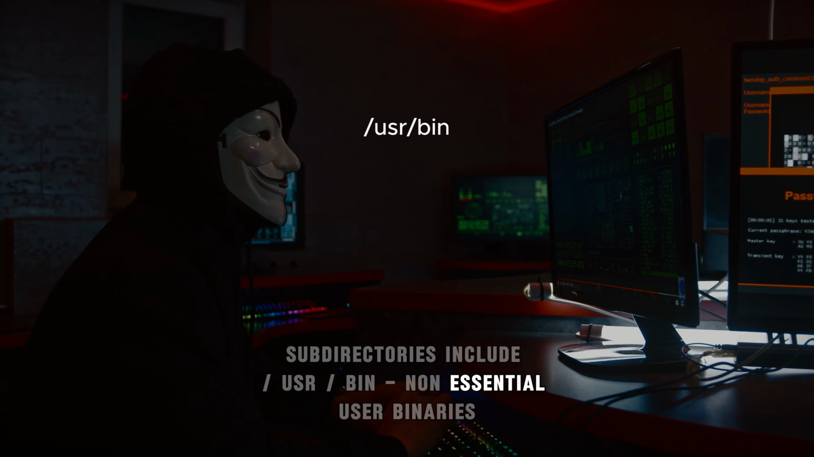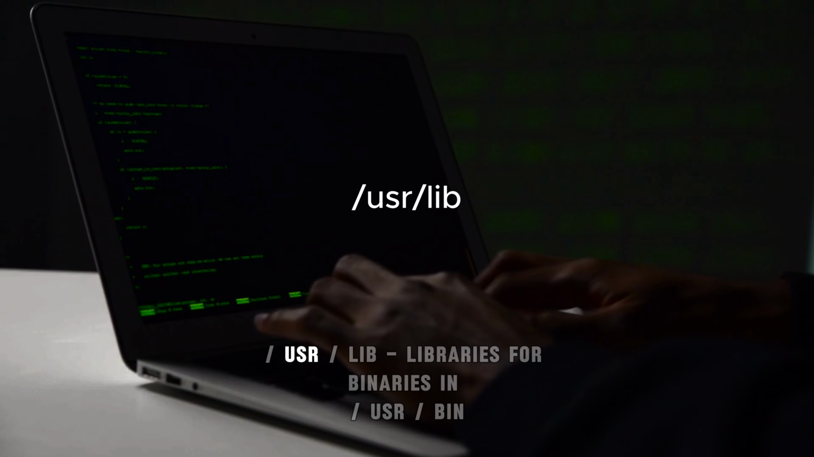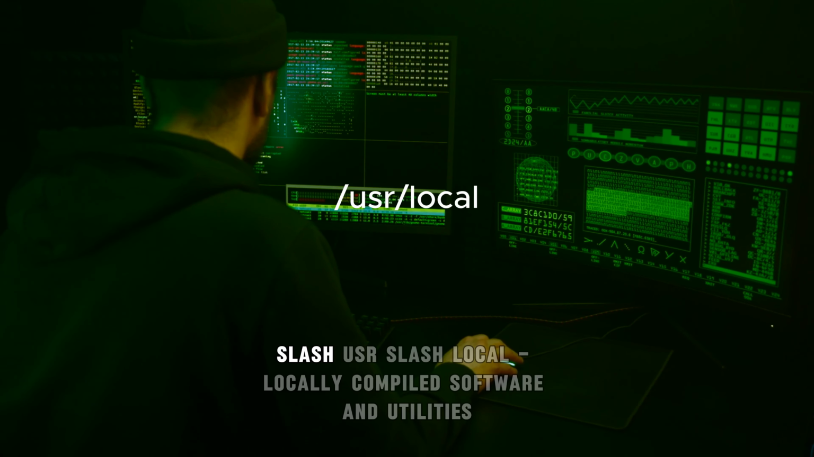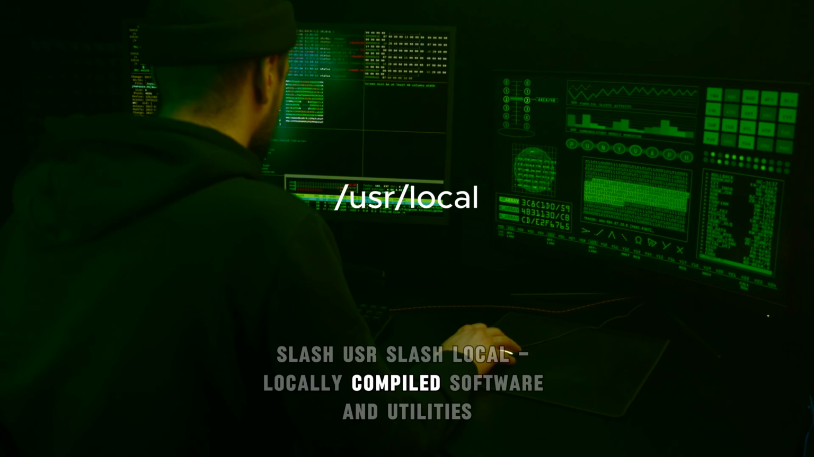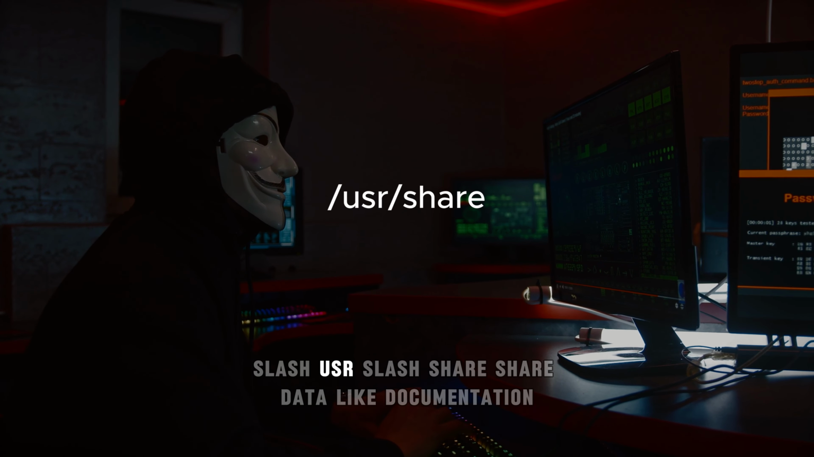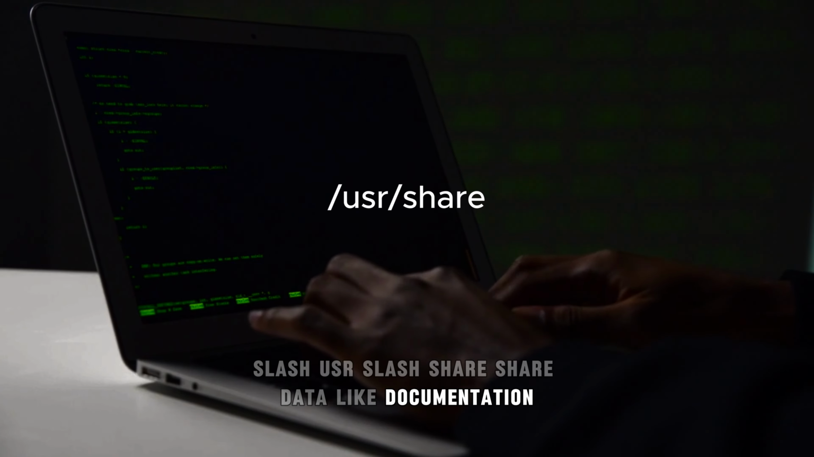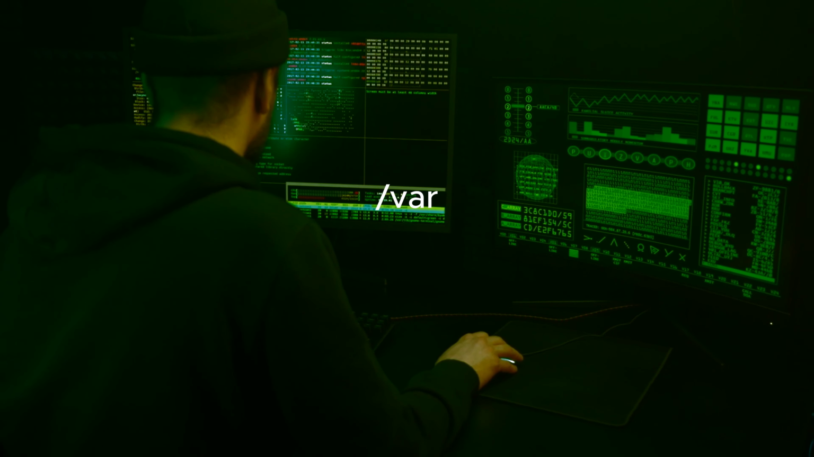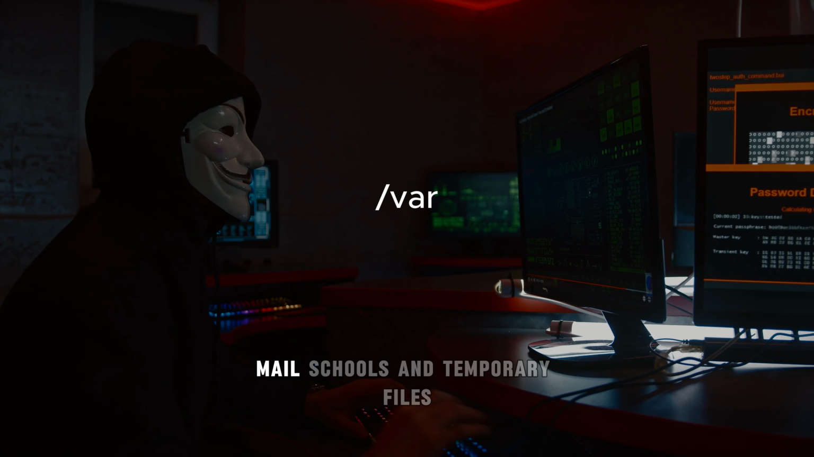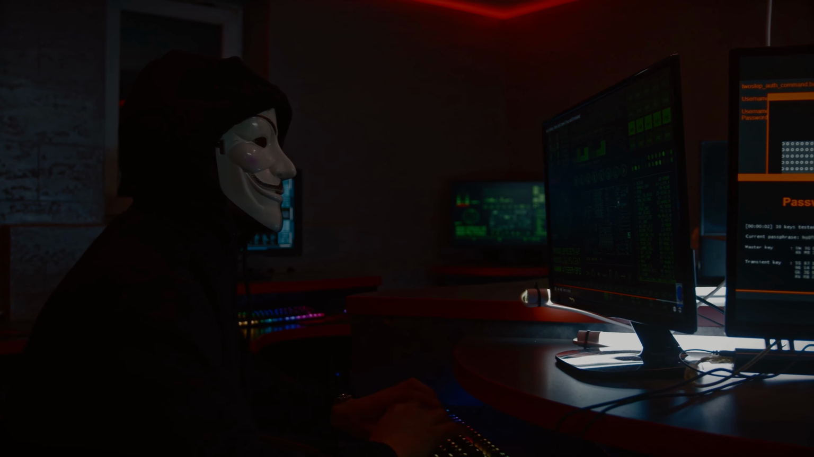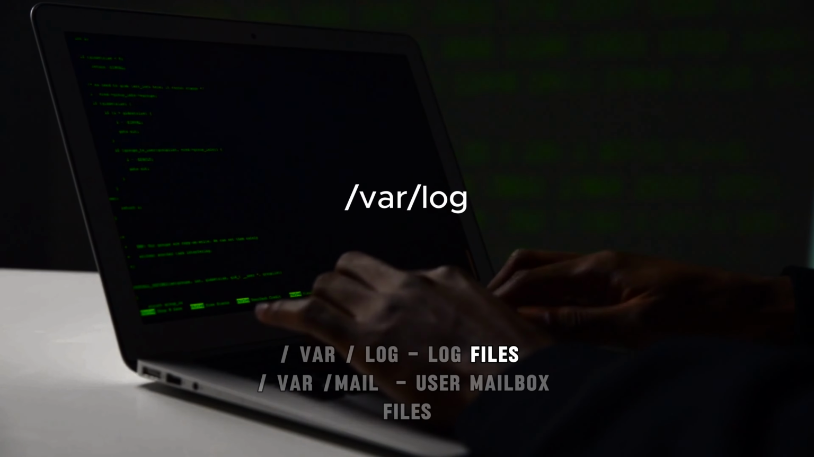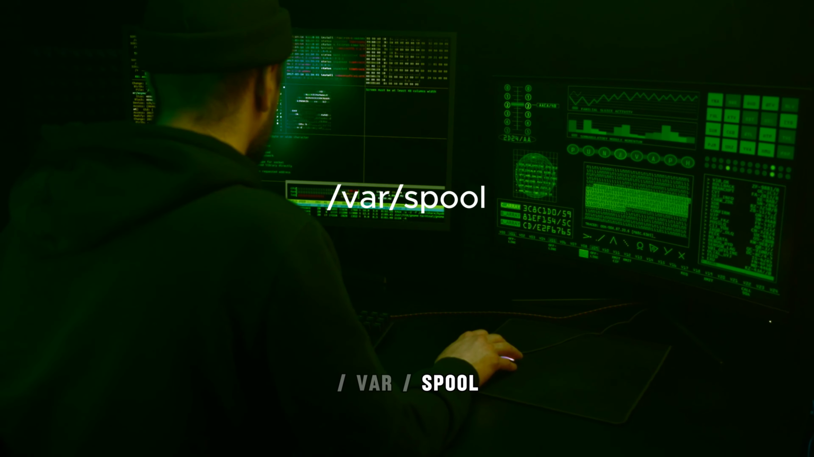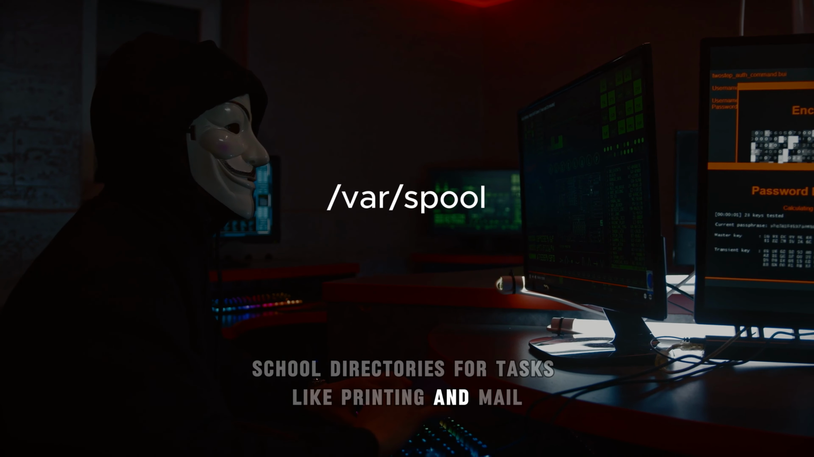/usr/bin. Non-essential user binaries. /usr/lib. Libraries for binaries in /usr/bin. /usr/local. Locally compiled software and utilities. /usr/share. Shared data like documentation, configuration files. /var, variable files. Variable data files such as logs, mail spools, and temporary files. /var/log, log files. /var/mail, user mailbox files. /var/spool, spool directories for tasks like printing and mail.